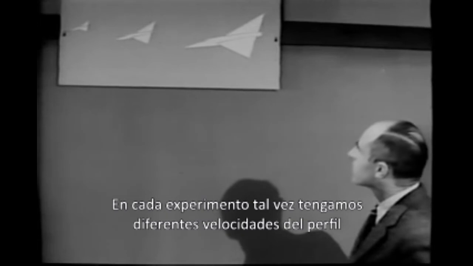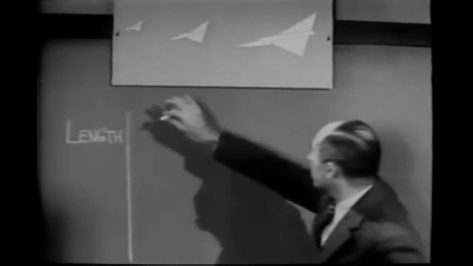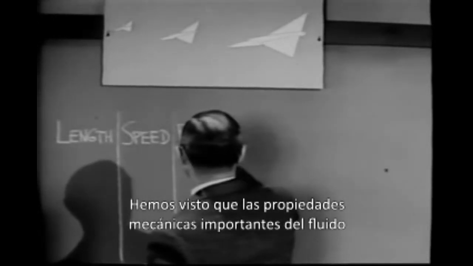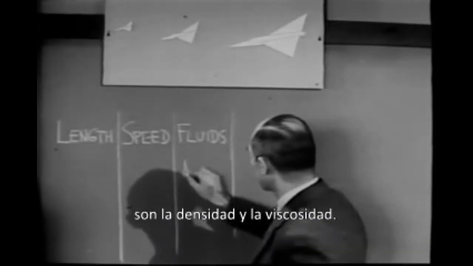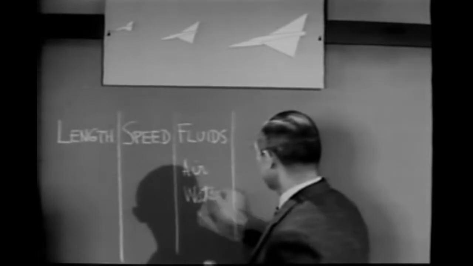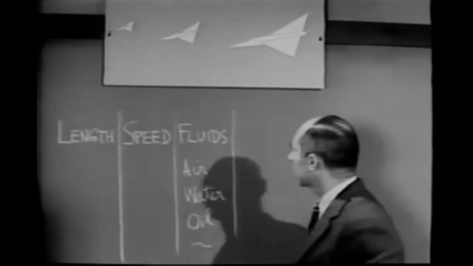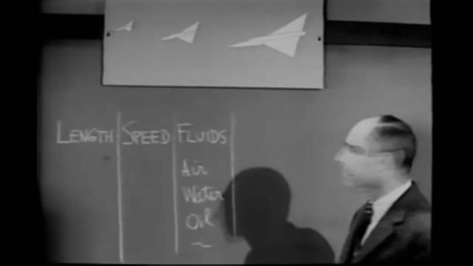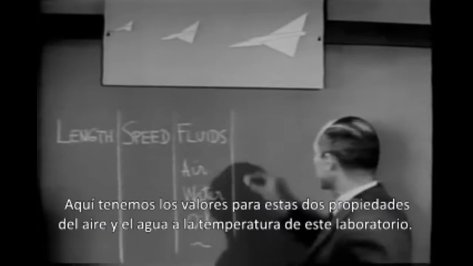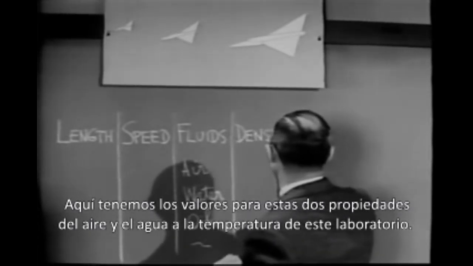In each experiment, we might have a different speed of the flow. And in the different experiments, we might use different fluids. For example, air, water, oil, and so on. We have seen that the important mechanical properties of the fluids are the density and the viscosity. Here are the values of these two properties for air and water at the temperature in this laboratory.